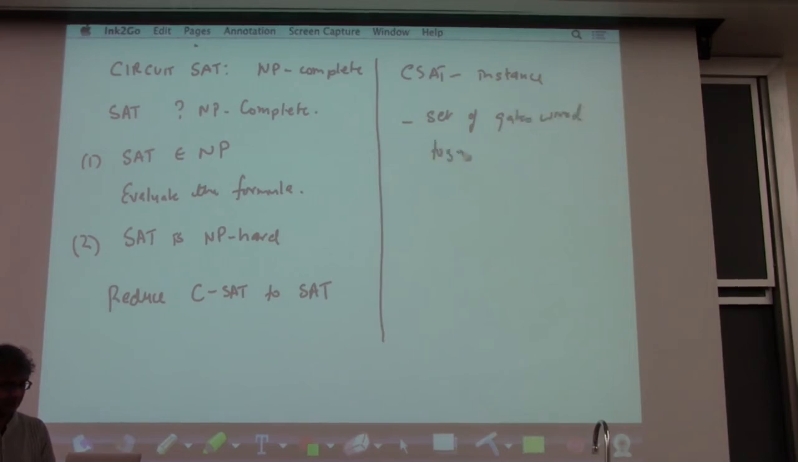What is the input to an instance of SAT? The problem I just mentioned. It's a formula, with ANDs and ORs and NOTs in it. So a SAT instance is a formula. A Boolean formula.